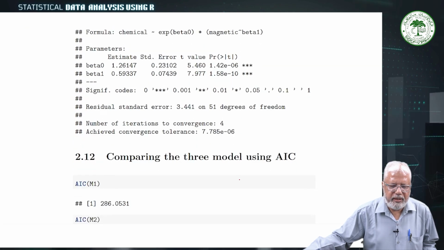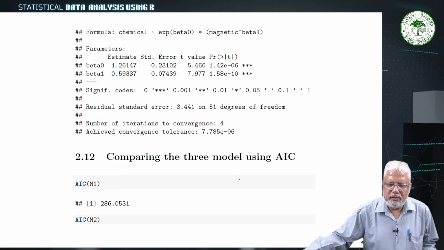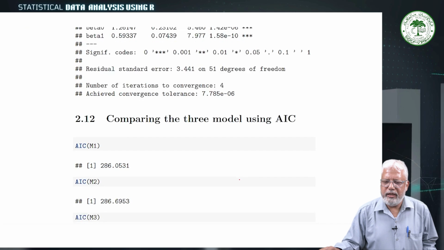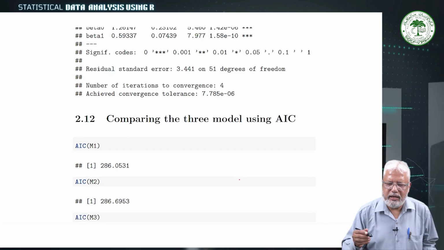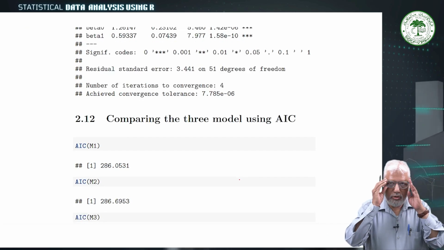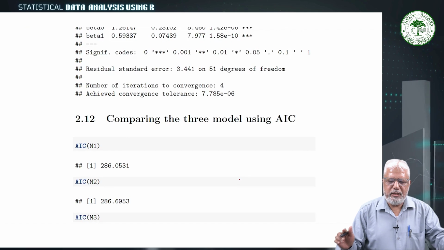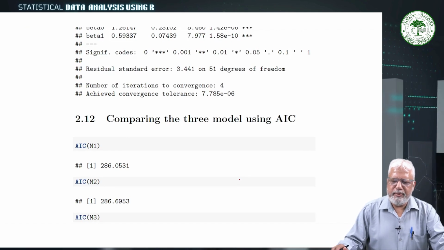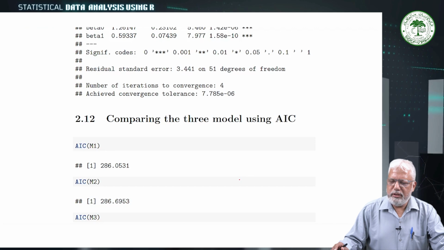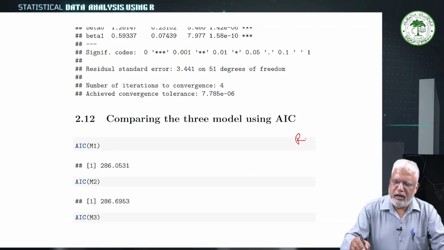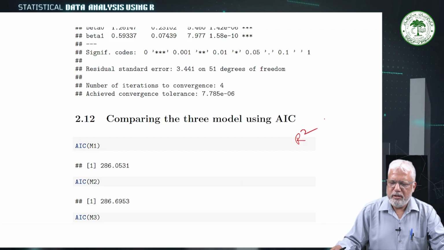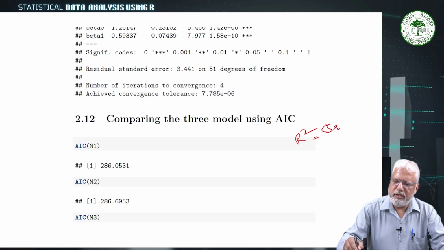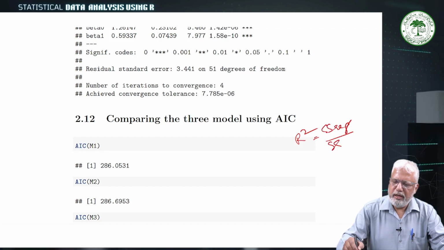Now comparing the three models using AIC. AIC is known as Akaike Information Criteria, which was introduced by Akaike in 1974. Earlier, people were talking of R square for model comparison, but R square is nothing but SS due to regression divided by SS total.